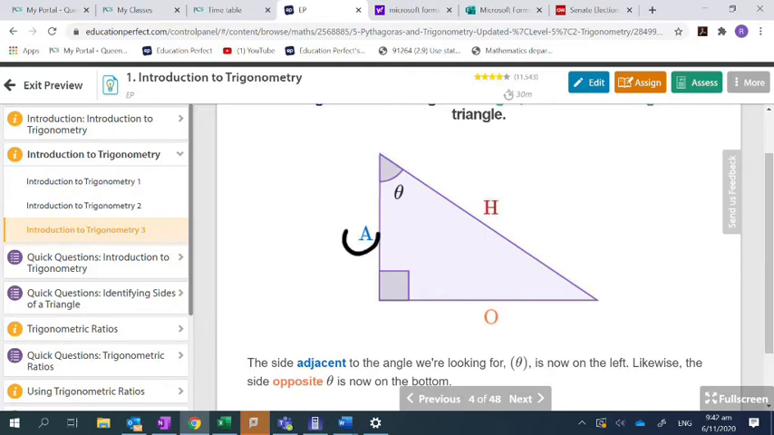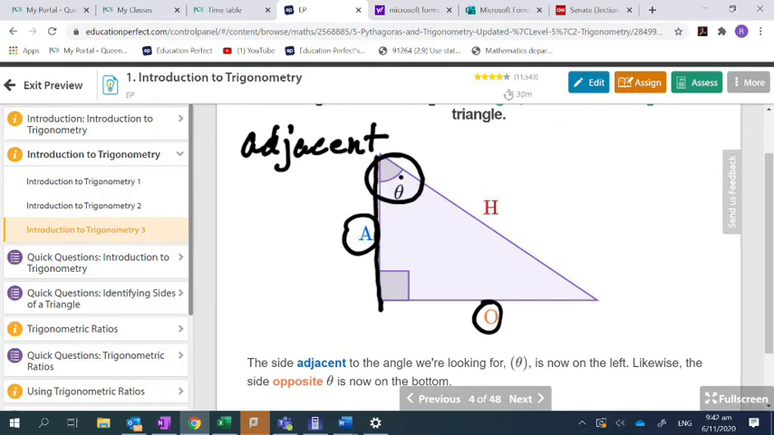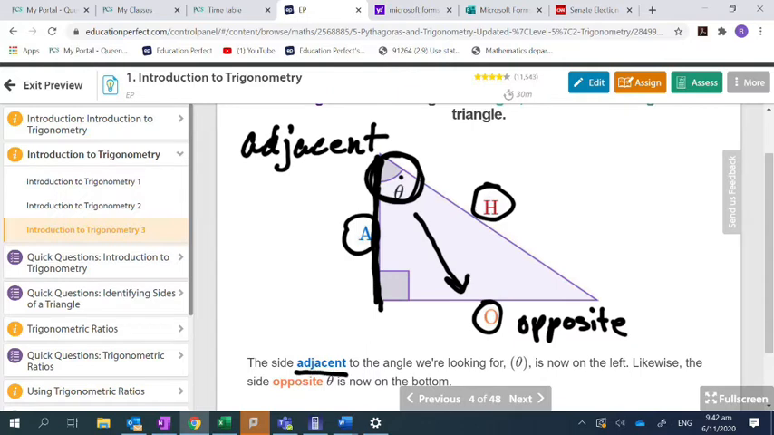Now, the other two, A and O, stand for adjacent and opposite. You've probably heard the word adjacent before. If something is adjacent, that means it's right next to something. Side by side. These are always in comparison to your angle. So you see that this side touches the angle that you're measuring. Therefore, it is the adjacent side. The hypotenuse, we've already got that out of the way. Always identify it first. And the other side, if you think about it, is opposite the angle. So you just need to get used to labeling things as adjacent and opposite, and of course, always the hypotenuse.